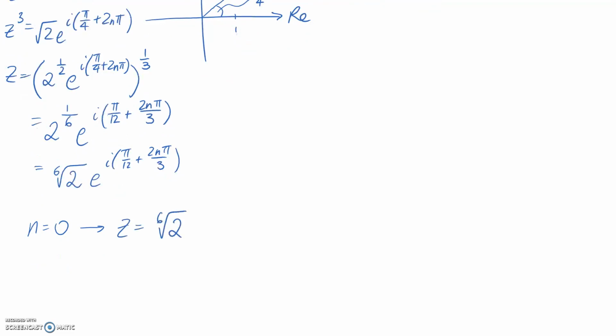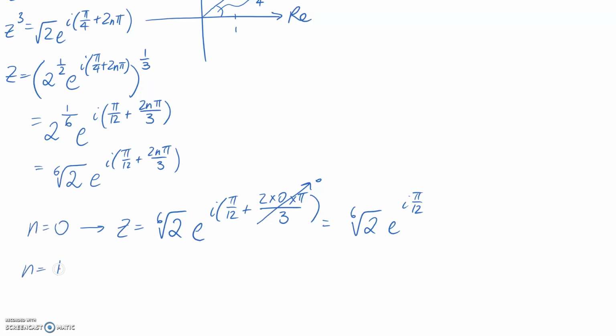Writing it out, we're going to get e to the power of i, pi on 12 plus, we're setting n to 0, so all of that is going to go to 0, and we're left with an answer of e to the i pi on 12. So that's one solution. Then what we do is we add 1 onto our n. So it becomes 1, and we go through the same process. This time when we substitute in n, it's going to be 1. So we've got pi on 12 plus 2 pi on 3.